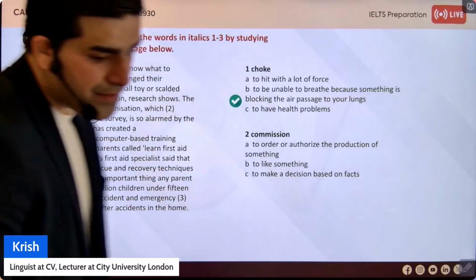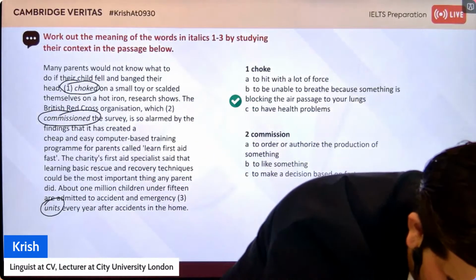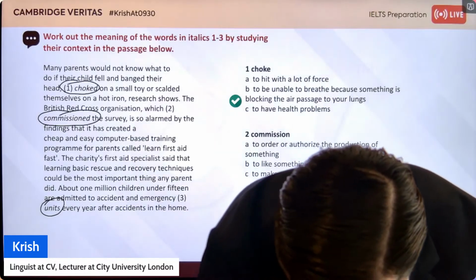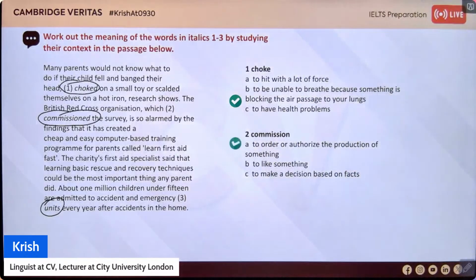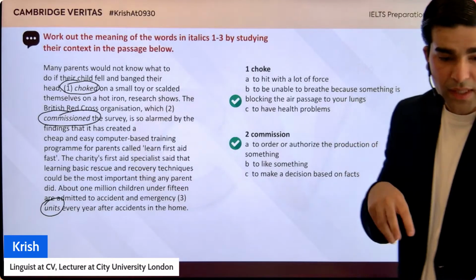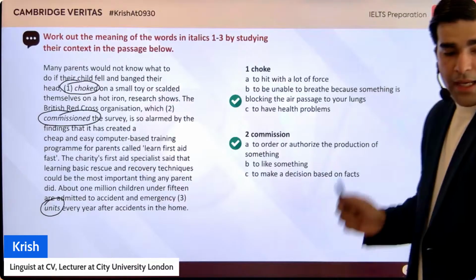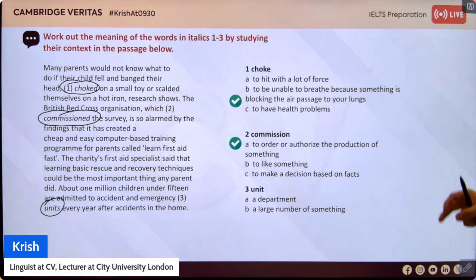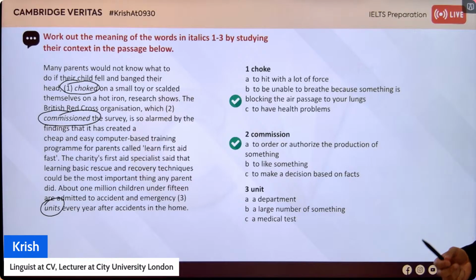Let's see what people say. Everybody says A. Are you sure? The answer is, in fact, A. Very good. That is to order or authorize the production of something. So that is to commission something. Let's have a look at the last one, which is unit. What is the meaning of the word unit? Is it a department, a large number of something, or a medical test?